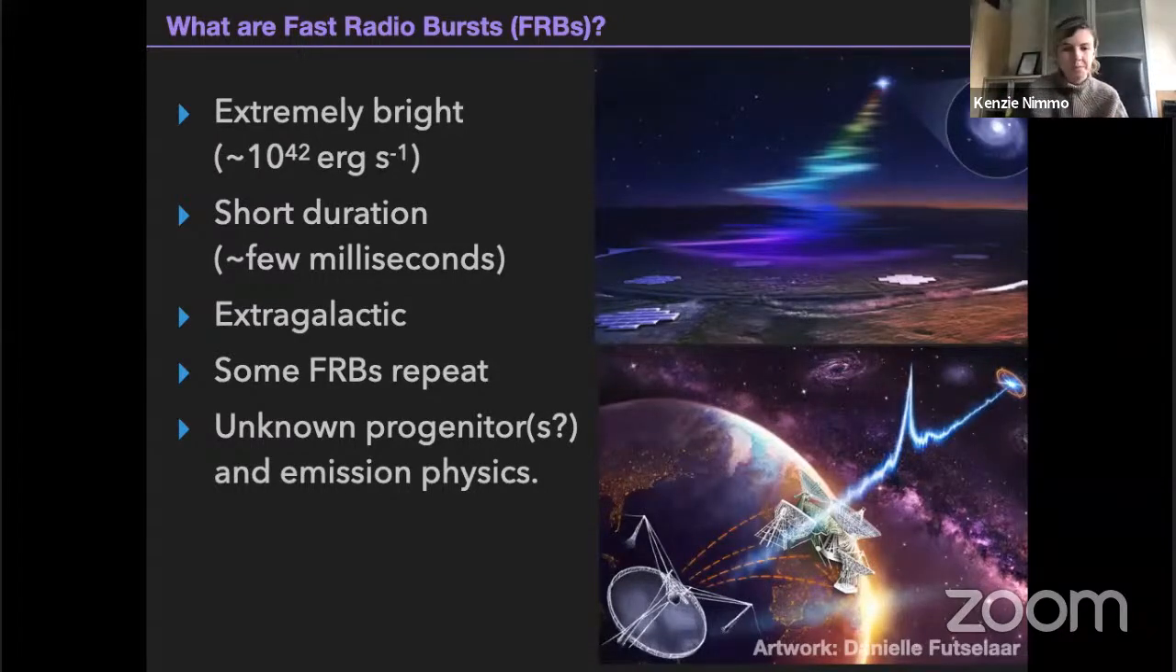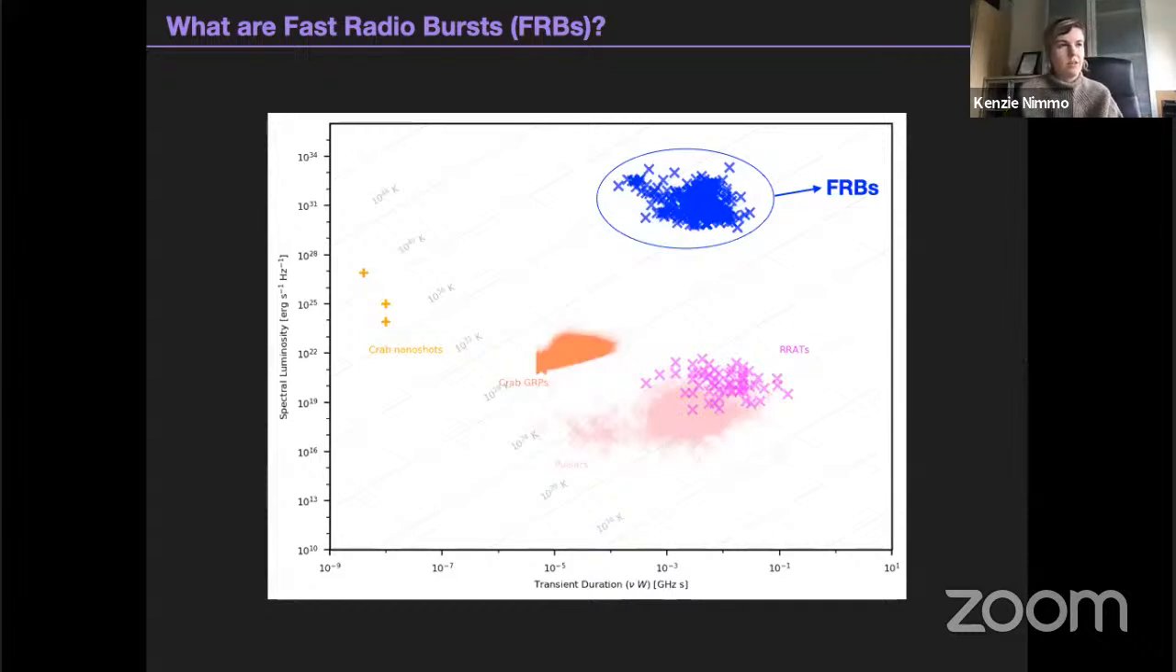and we don't know what the emission physics is. So to put it into context here, I have the transient phase space diagram where we have luminosity on the y-axis and duration on the x-axis. I show the pulsars and rotating radio transients from our galaxy in pink here. Some pulsars produce giant radio pulses where the luminosity is higher than the average pulse. So here are the Crab giant pulses in orange. And then some Crab giant pulses resolve down to individual isolated nanoshots, so nanosecond duration, high luminosity shots, which are shown over here.